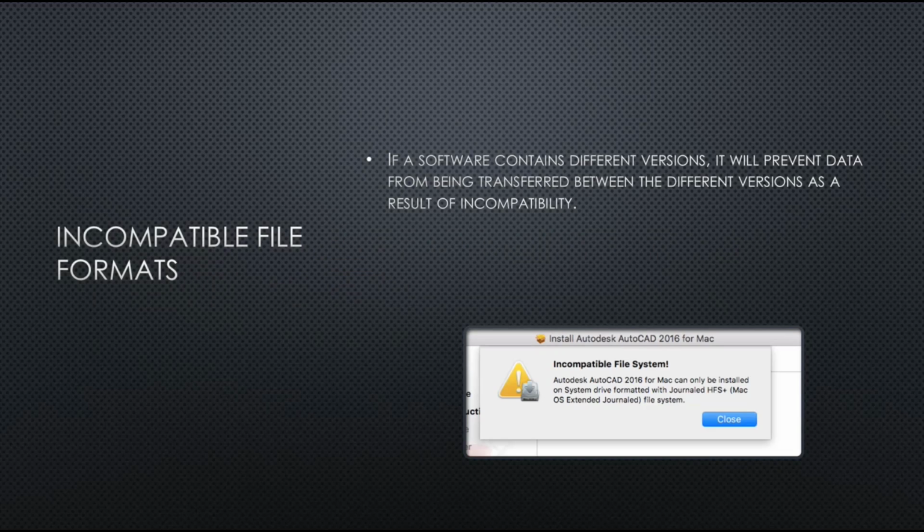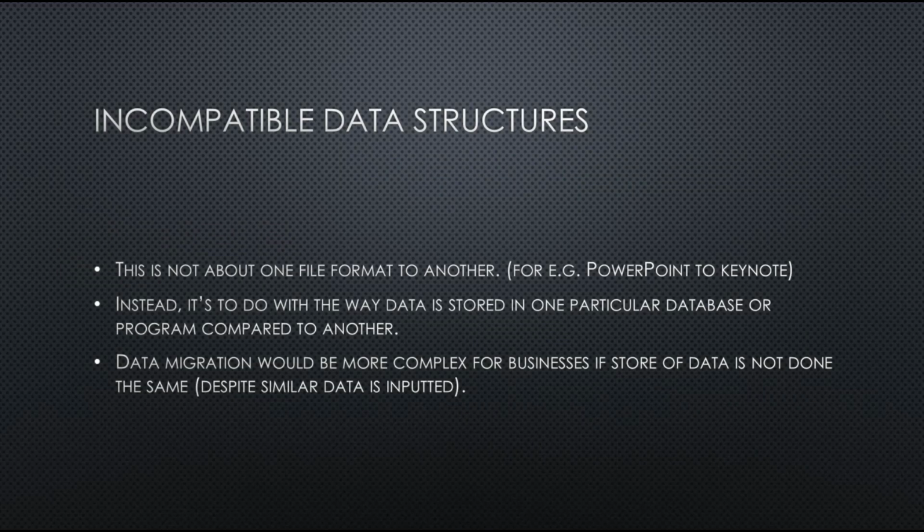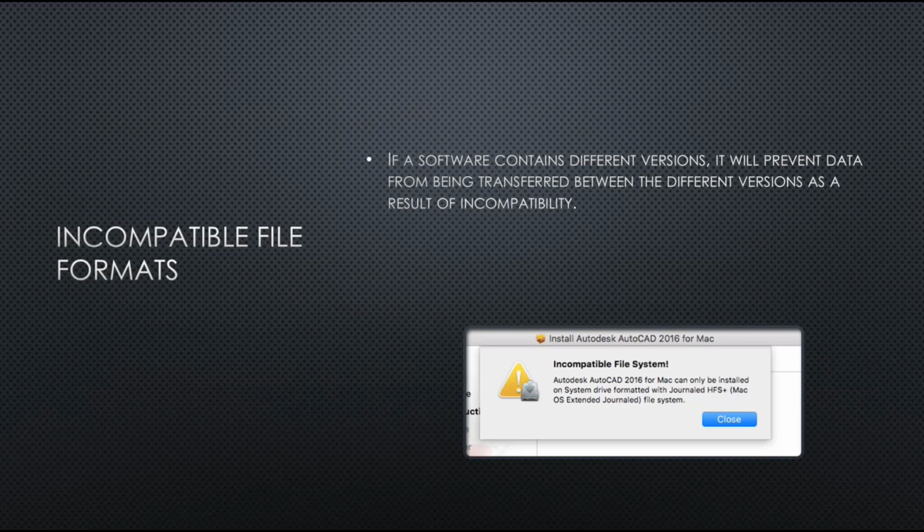The first one is that there's incompatible file formats. So if a software contains different versions, it'll prevent data from being transferred between the different versions as a result of incompatibility. If you can see in this image below, it just says there's an incompatible file format for this Mac system.